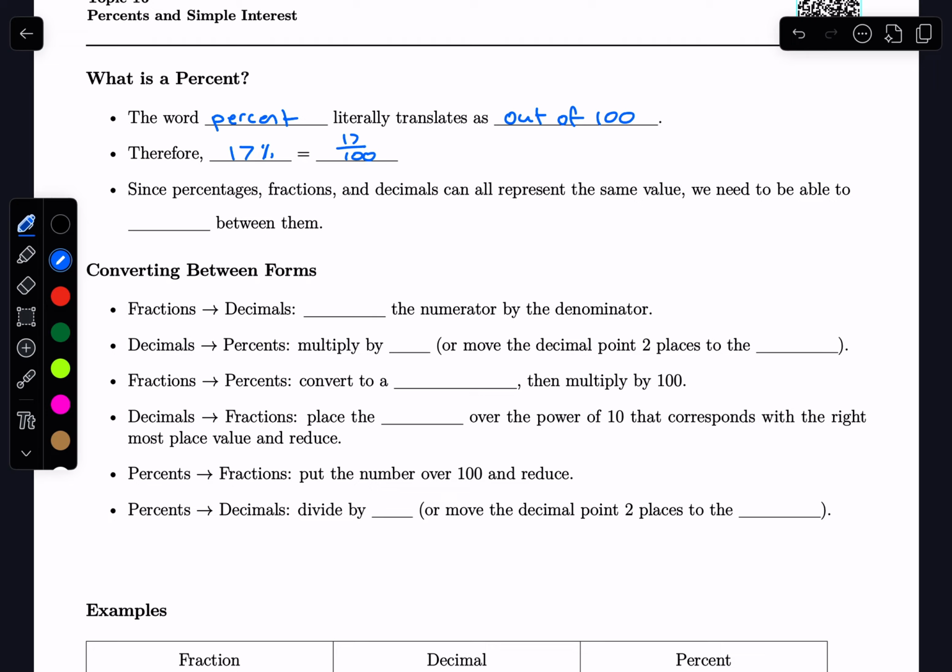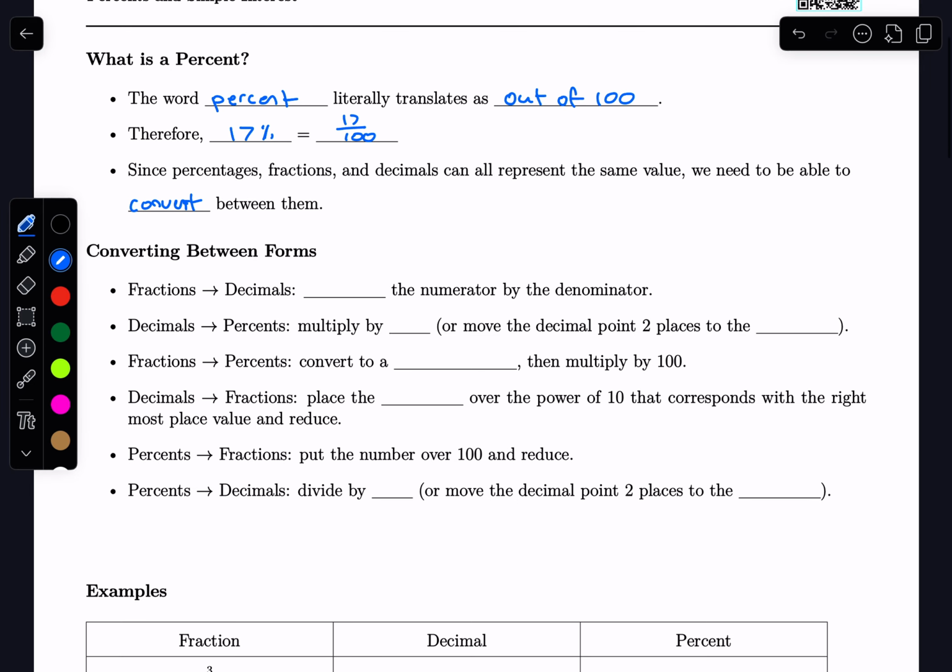Now, since percentages, fractions, and decimals can all represent the same value, we need to be able to convert between them. That way we can switch our type of number we're using in the various scenarios we need. And what we're going to see in this lesson is that percents are almost always converted into decimals whenever we want to actually do something with them. So percents are useful for describing things in real life, but in mathematics, we actually really just want fractions or decimals. So you're going to see that we're not going to use percents all that much, except to describe things. So in the math, fractions and decimals.